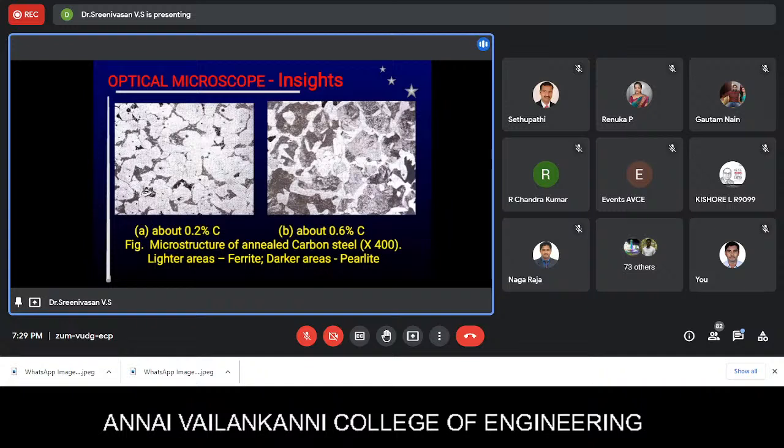When the carbon content is lower, ferrite is the dominating element, so the properties of ferrite are present in the carbon steel at 0.2 percent carbon. When the carbon content is increased to 0.6 percent, the dominating element is pearlite. We can observe that from this diagram.